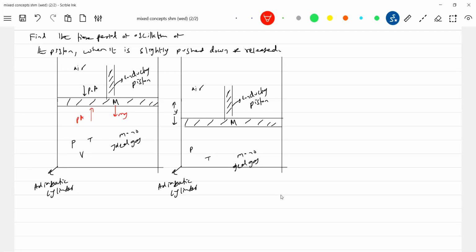So let's go for the pressure. Initially, we can say P A equals P naught A plus mg. I think already we know it. Now I'm going to press it. I'll push it down and release. So then the pressure here will become P dash.